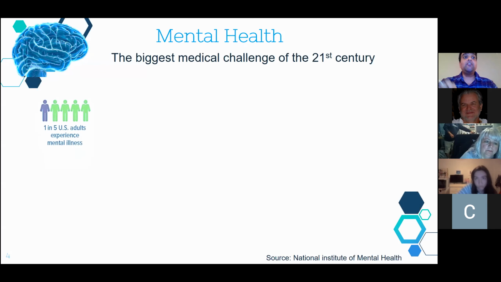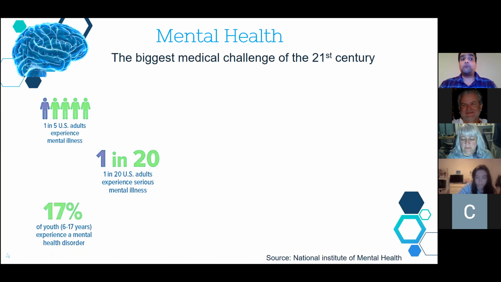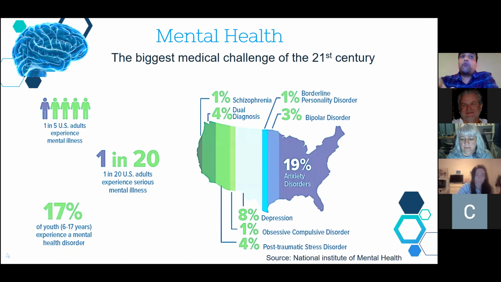We know today that 1 in 5 US adults experience mental illness. 1 in 20 US adults experience a serious mental illness that really requires a lot of money and grants to treat. This is not only true in aged members; 17% of the youth experience some form of mental health disorder. If you break down the different mental disorders, 19% of the US population undergoes some kind of anxiety disorder, 8% some form of depression, and 4% some kind of post-traumatic stress disorder.